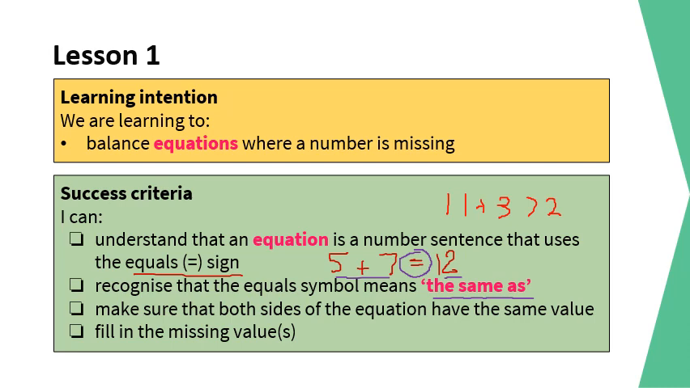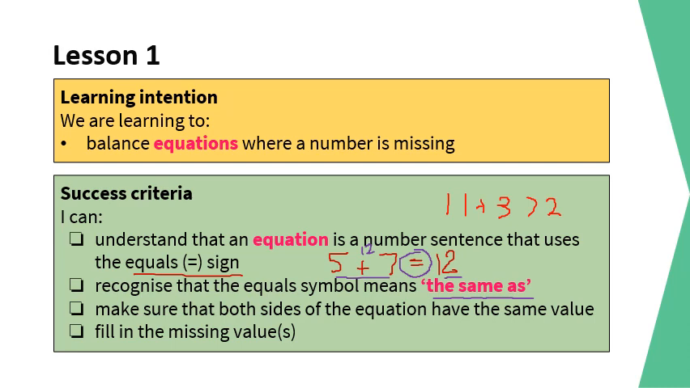Next thing is making sure that both sides of the equation have the same value. So this side of the equation would be 12. I could write that as 12. And this side is 12. So they have the same value. It's 12 apples or 12 bananas or whatever you're talking about. They're the same value and they're connected by this equal sign, which means the same as.